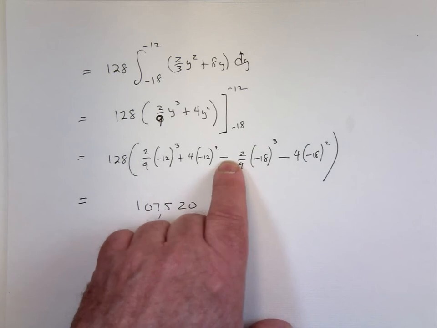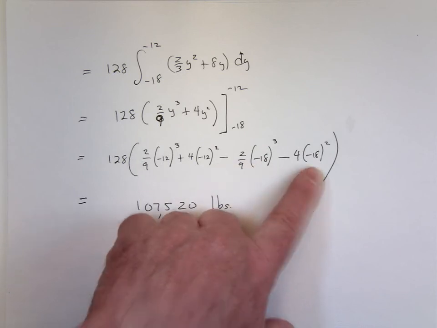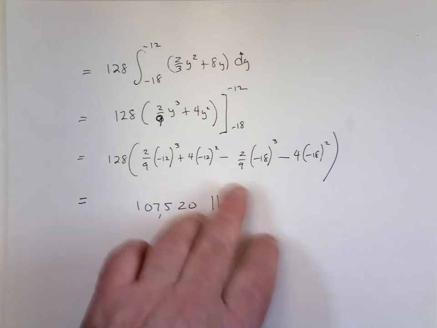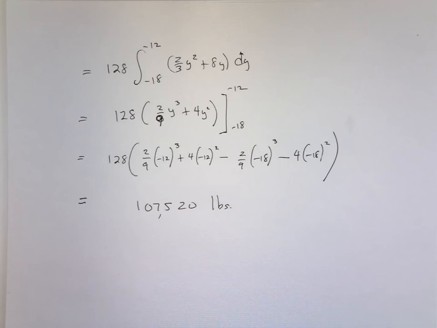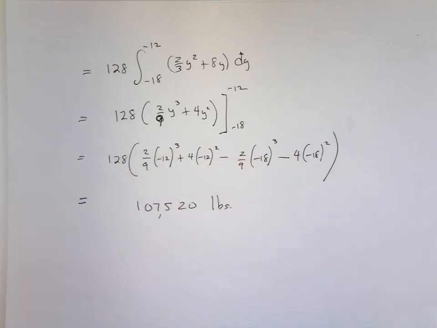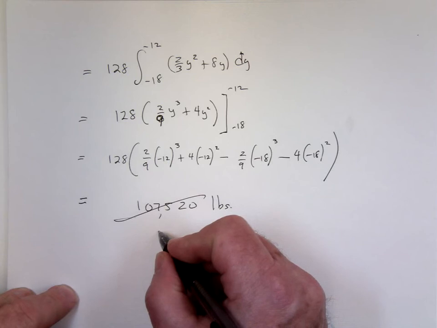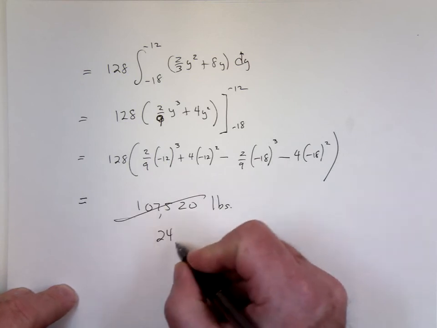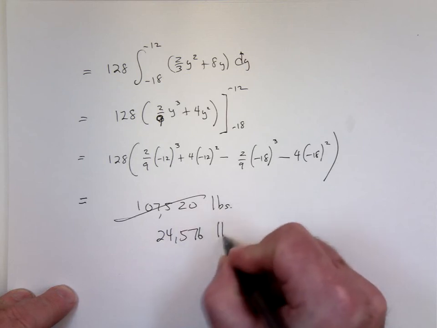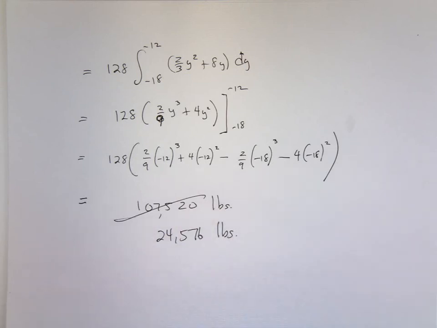No, there's no way. It can't be the same value. Because 4 times that and 2 9ths times that, that can't be the same value. Yes. So it's 24,500 cents. Everybody agrees? All right, what is it? 24,576. Okay, if you guys agree, I will agree with that. So we need to build this thing a material that will withstand 24,576 pounds of fluid force.